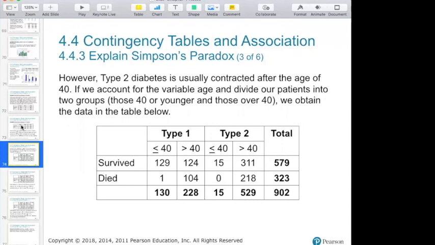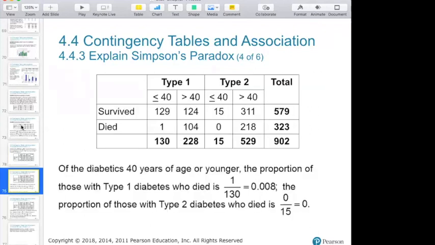Look at type 2. 529 people who were older than 40 and only 15 who were younger than 40. And if we look at that percentage, 218 who died were over the age of 40. So this means that our proportions aren't exactly what we expected them to be. There was more information that we needed. So just because you have that information in a table doesn't mean that you have to go by that 100%. There might be more information that we need in order to make those comparisons.